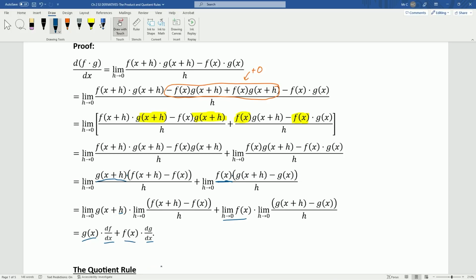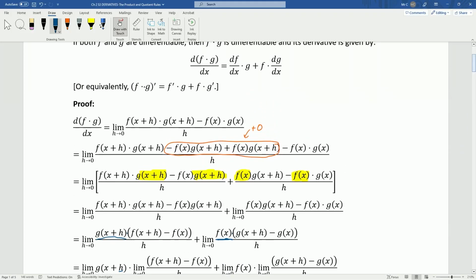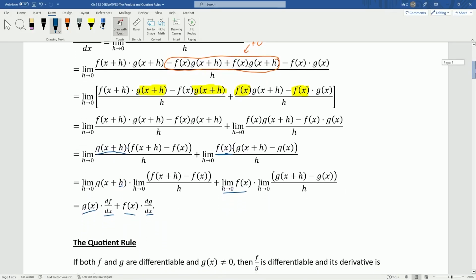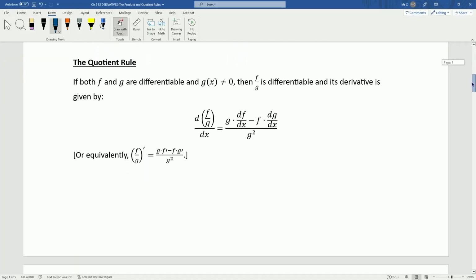Okay, so that's our proof for the product rule. So again, (fg)' = f'g + fg'. We're going to use this rule a whole lot. And we're also going to use this rule, the quotient rule.